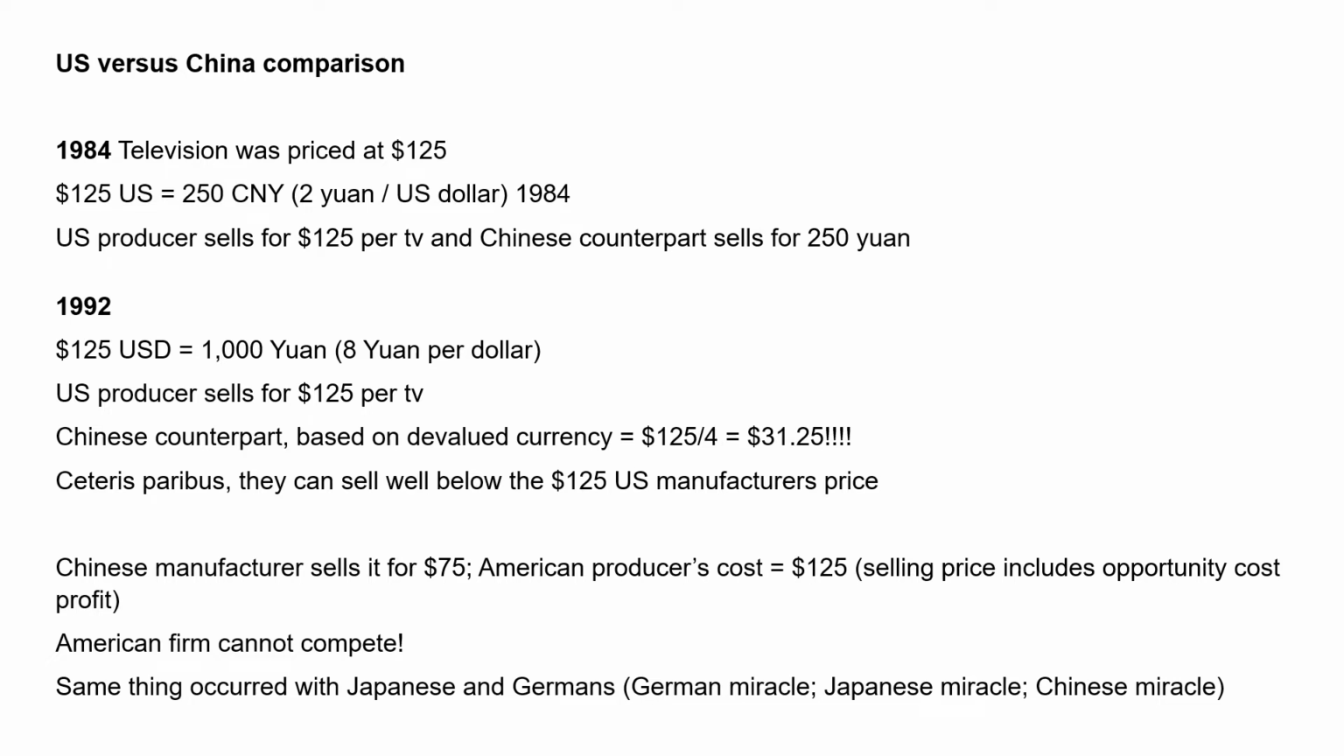The same thing is also with Japanese and Germans. This is the so-called German miracle, the Japanese miracle, and now we have the Chinese miracle. And we'll get to what we mean precisely as we go through. But one thing to take away at this point is that in order for the Chinese to make this happen, so far as devaluing its currency, the U.S. has to accommodate that. We have to allow that to happen. So keep that in mind, and we'll talk more about it.